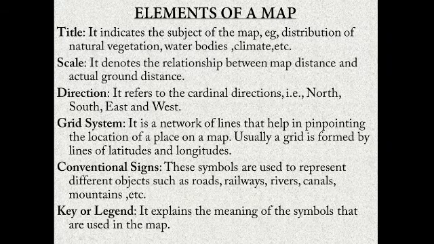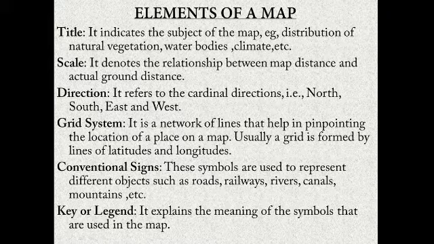Okay. Next is key or legend. It explains the meaning of the symbols that are used in the map. On the side you can see one small box, a key. What it shows, what it means, that you will get from that key. Otherwise it is also known as legend. These are the six elements of a map. Okay, it is clear, I think.